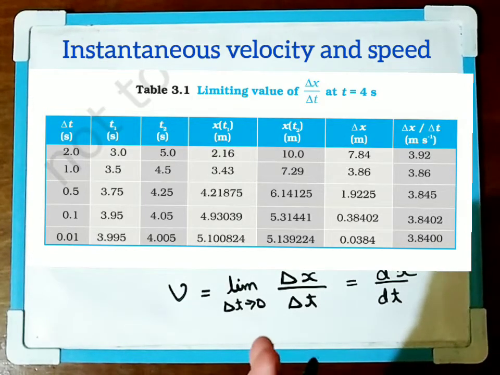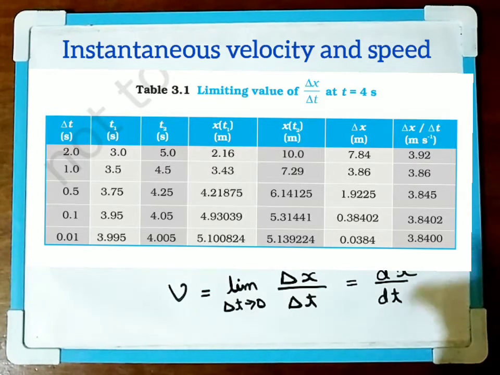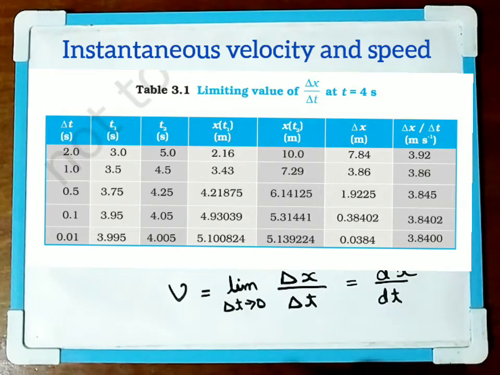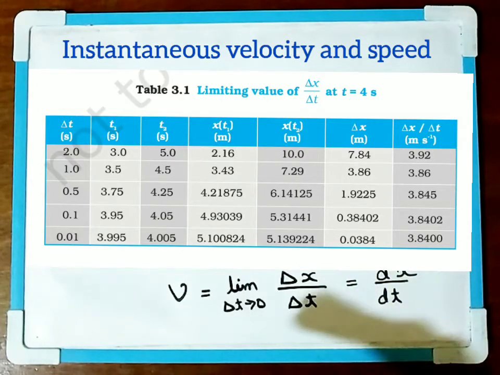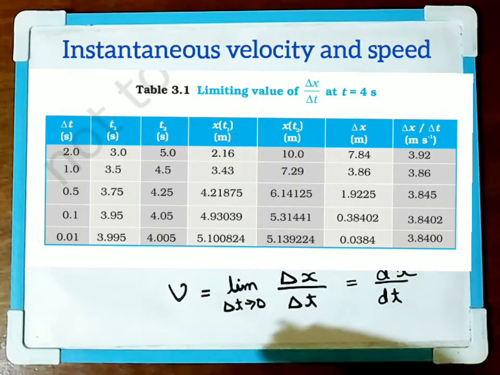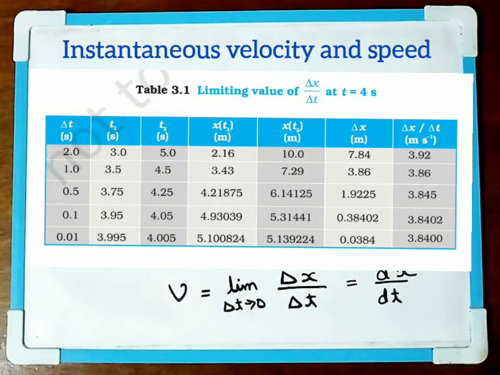in the last column of the table, the average velocity is given for this time interval 0.01, and that is equal to 3.8400. So here at 4 seconds, the instantaneous velocity is equal to 3.8400. So that is the concept of instantaneous velocity. It will give you the velocity at a particular time, that is in this case 4 seconds.